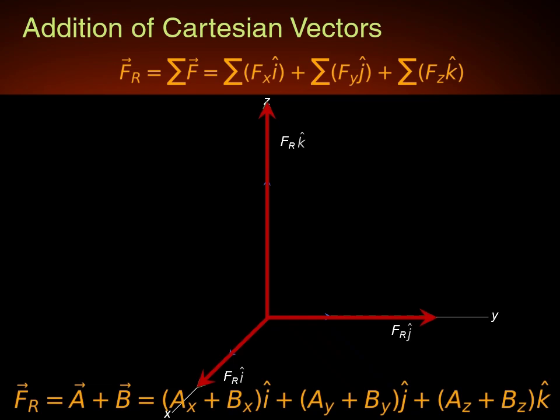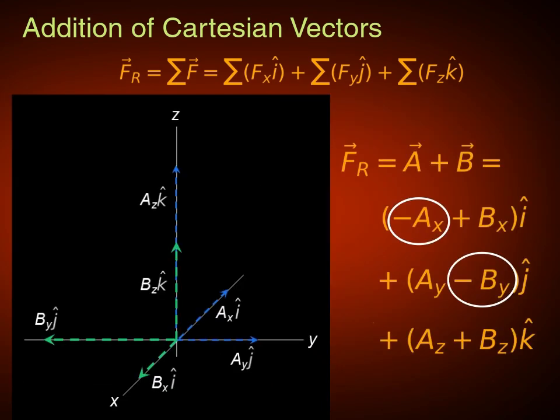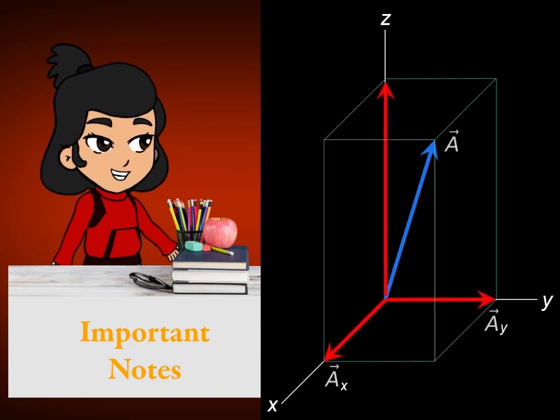Now, it's important to realize this assumes that all the components are along the positive axis. So suppose you have one of the components along the negative axis. All you would do is change that particular component to a negative instead of a positive, essentially subtracting it instead of adding it. 3D vector information can be given one of two ways.